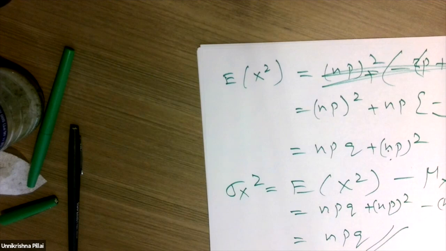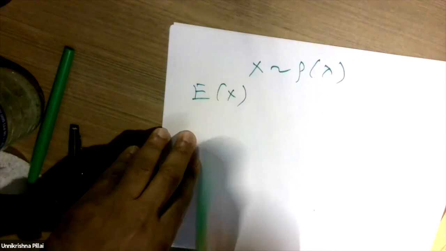So you have some work to do at home to find out the mean and variance of random variables. So my question is the following. Suppose X is Poisson, I'll do this also and then we'll stop.